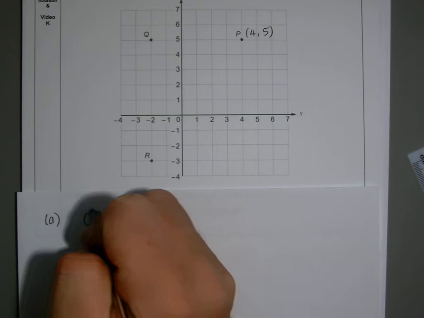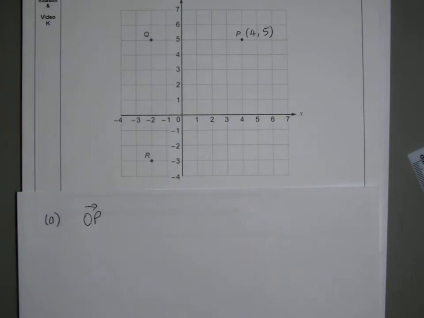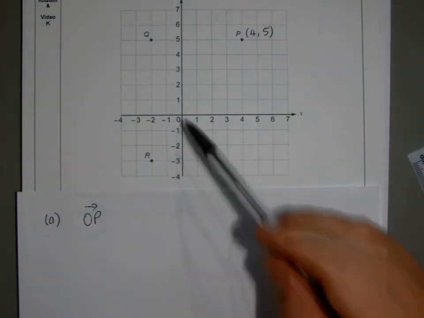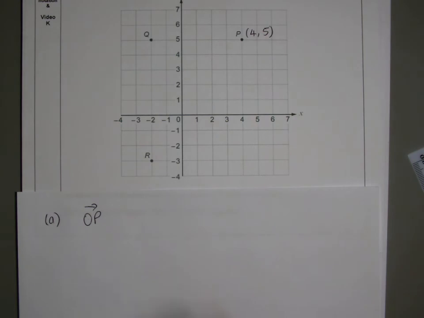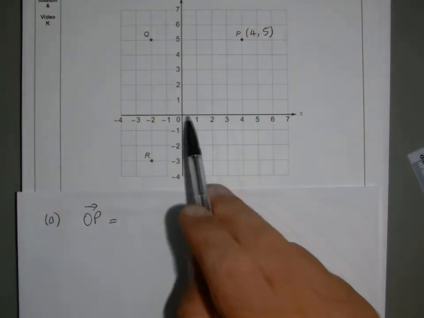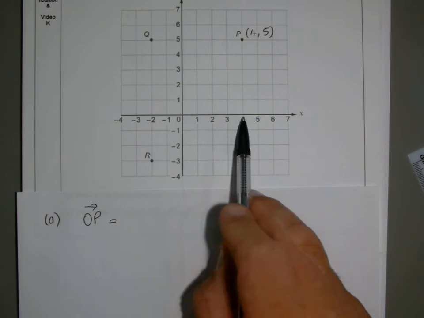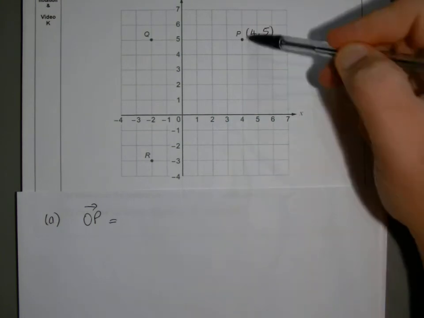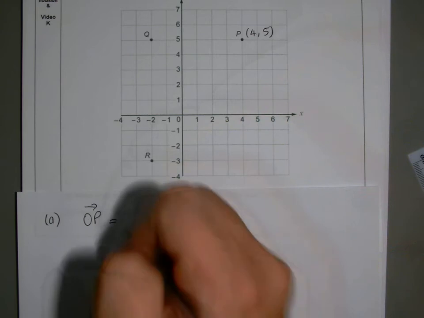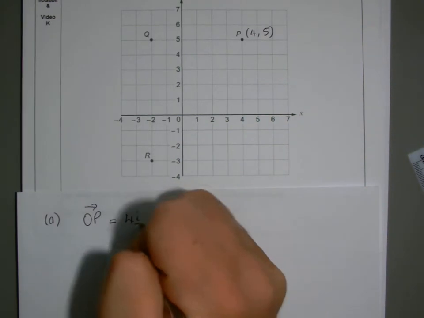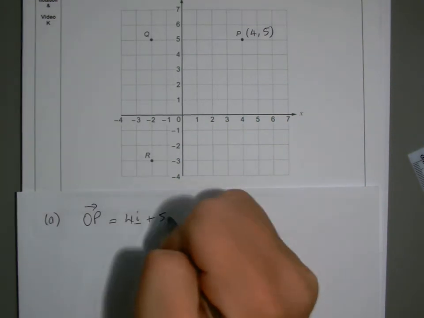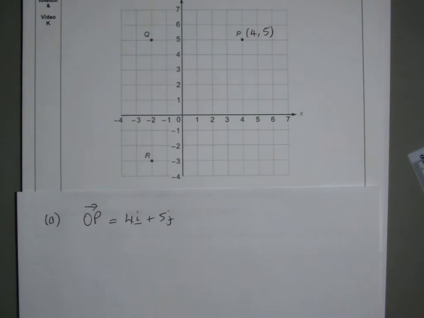Maybe we'd write OP with an arrow above. That's how we can describe it, going from the origin to P. In this case, we've got to go across in the i direction, and then up in the j direction. So we're going across 4 in the i direction, and using the j vector to represent the up, it'll be 4i plus 5j there.